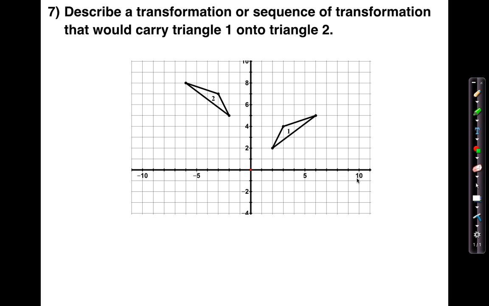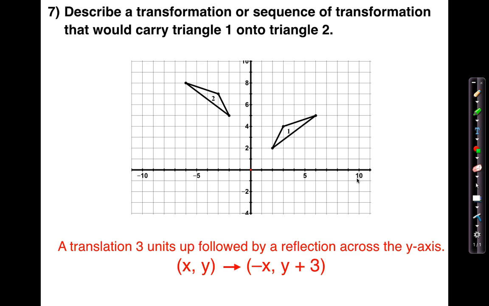Okay, so let's see how we did. I came up with a translation 3 units up followed by a reflection across the y-axis. So let me demonstrate. Here, 3 units up and then a reflection. Now, could you have reversed them? Can you say first do the reflection across the y-axis and then do 3 units up? Absolutely. It's the same thing.